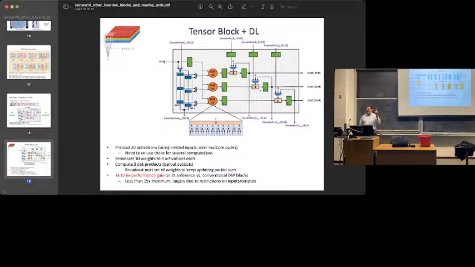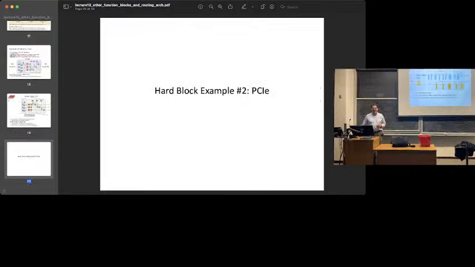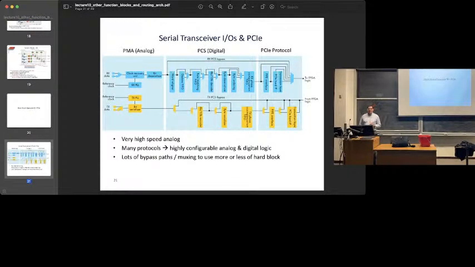I only have, I think, one other example. And I think routing architecture we may not get to today. Okay, so PCI Express. I told you that I used PCI Express as an example earlier. So this is what PCI Express looks like. It's actually multiple levels in the protocol.